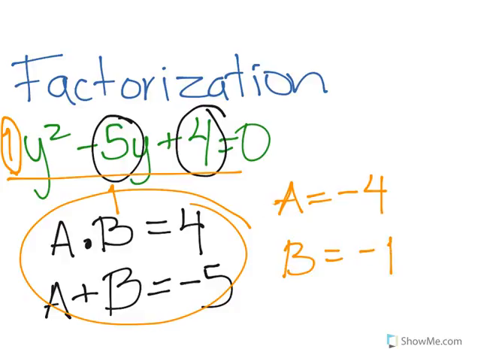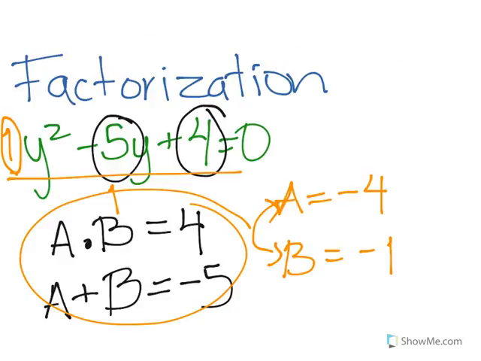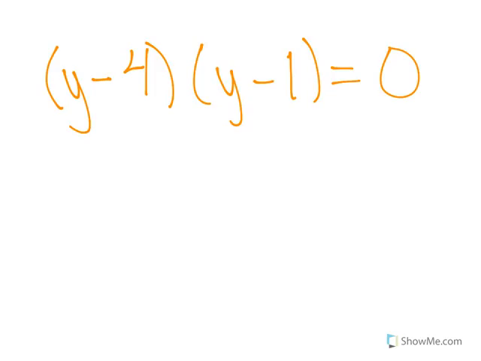A side note, this could be flipped. It's exactly the same thing. You could have said that b is equal to -4 and a is equal to -1. It doesn't really matter, but I just put it in this order. So by having this, we know that y minus 4 and y minus 1 are our factors of this modified equation right here. So now, by having these two factors, we can actually find the zeros.